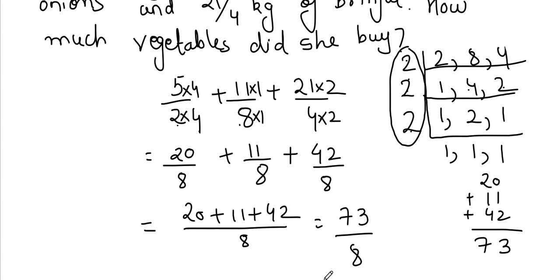You can convert this fraction into mixed fraction also. Now 73 is bigger. Numerator is bigger than denominator. So this is what? It is an improper fraction. So you can convert improper fraction to mixed fraction also. Okay. So hope you understood the topic fraction.